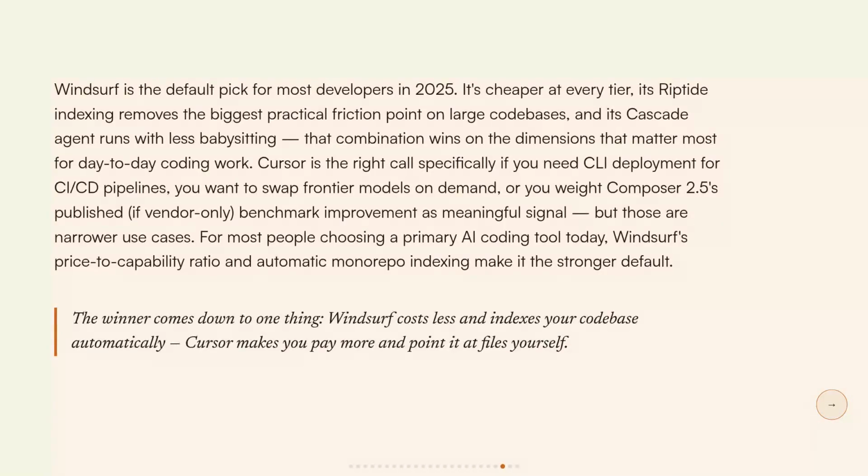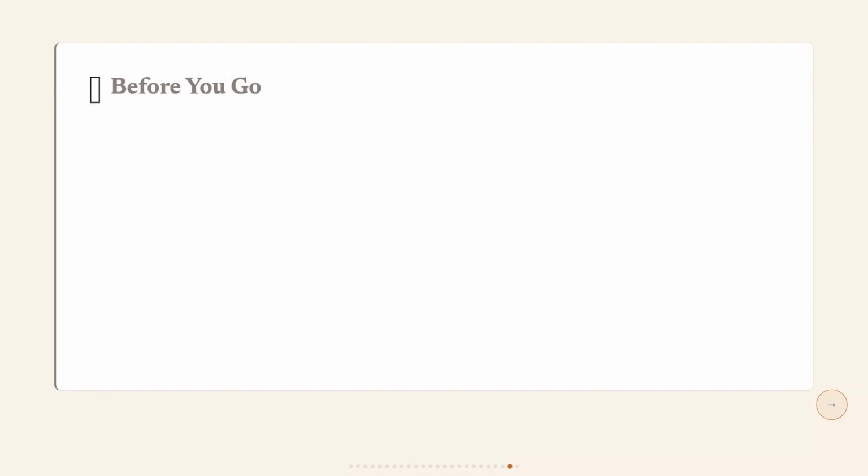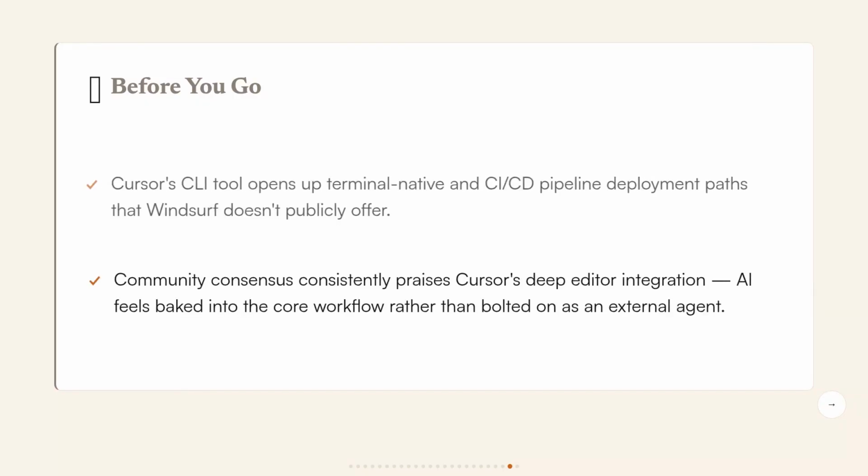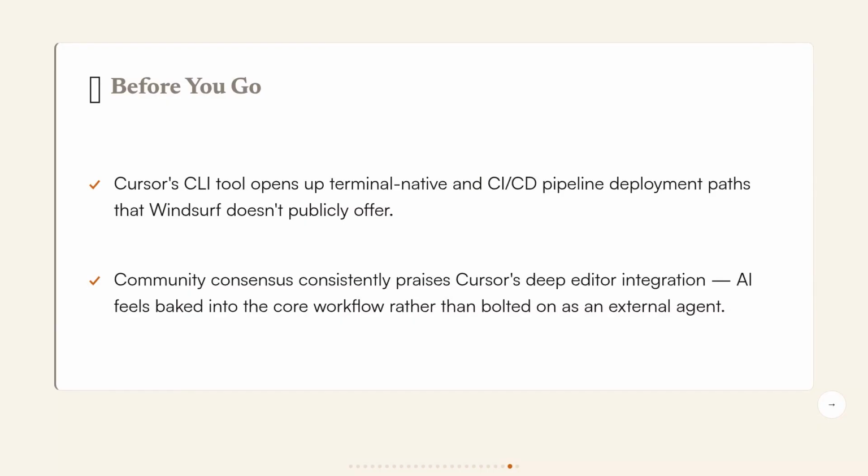If you need CLI deployment for CI/CD, or you want to swap frontier models on demand, pick Cursor AI. For everyone else, Windsurf is the default. It's 25% cheaper on Pro, and it indexes your codebase automatically so you never have to think about it. One thing the docs don't spell out: Cursor AI's usage-based billing can spike hard when you're running heavy agentic workloads, and I couldn't find a published cap or ceiling on that overage. Community reports flag this specifically on large projects where Composer is running autonomously for extended sessions.